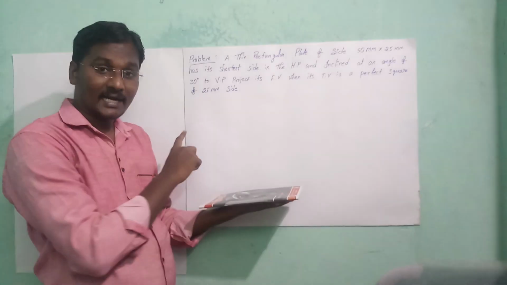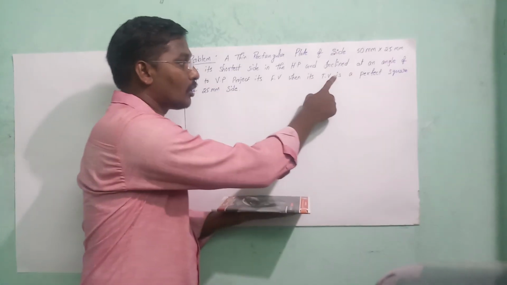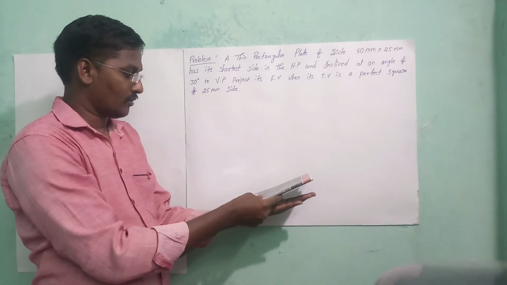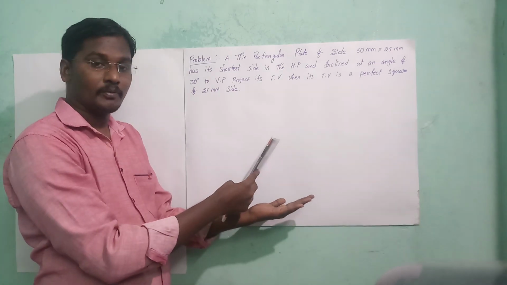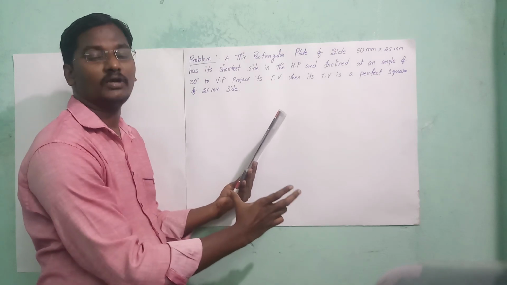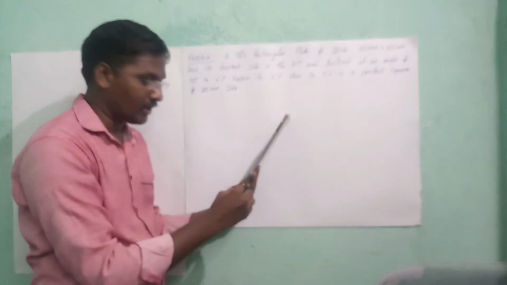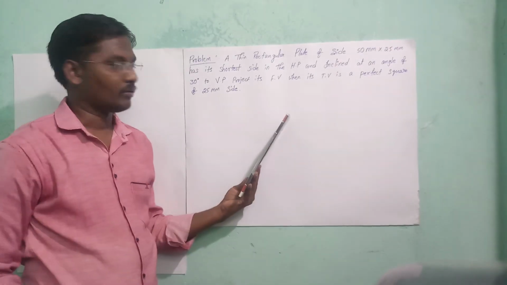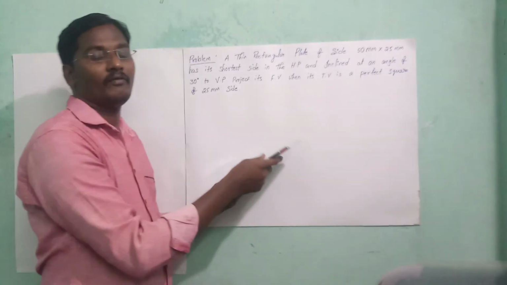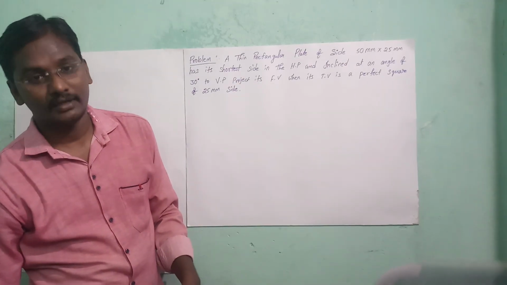Next, what is the second position we have to draw? Look at here: project its front view when its top view is a perfect square of 25 mm side. That means when you have inclined it and you are looking from the top view, its projection, look at here, this one and this projection, the distance has to be 25 mm and it has to be a perfect square. While you are looking from the front view, it looks like a line inclined to HP. After that, the square has to be inclined at 30 degrees to the vertical plane. So this is the problem we are going to solve in today's class.